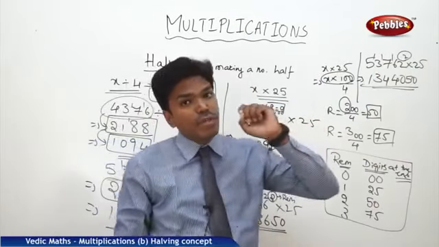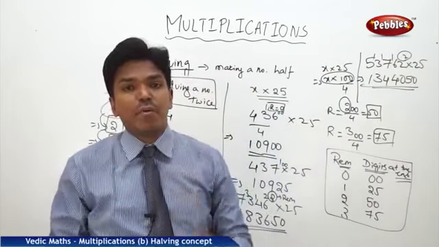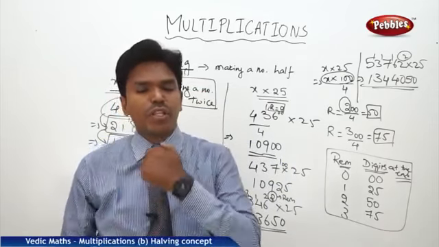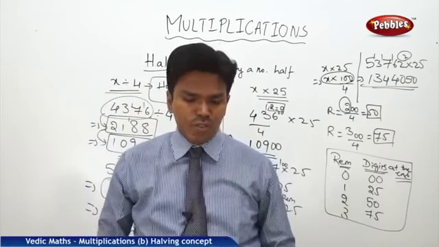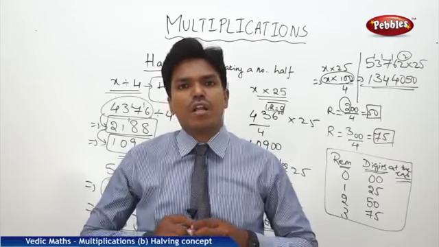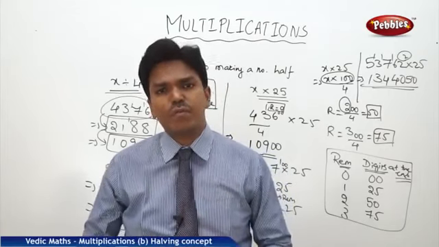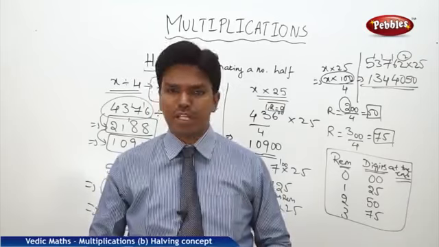So that's how, that simply, we can multiply a number by 25. No need of even knowing the table of 25. So those are the advantages of halving. Now we will move to the next concept in our multiplication techniques.